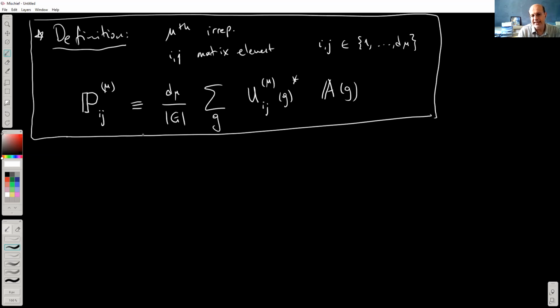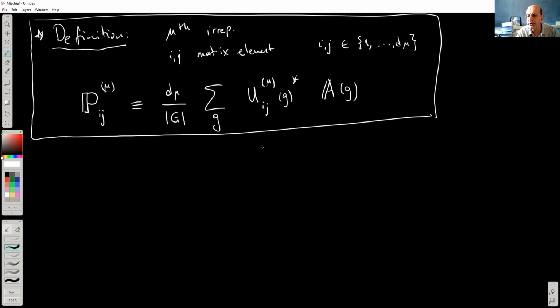So I'm basically taking a linear combination of these representation matrices. What linear combination? Well, the coefficients are the matrix elements of that particular representation. So you need to know the matrix elements of irreducible representations, not just the characters, but the matrix elements as well. And this is perhaps a difficulty.